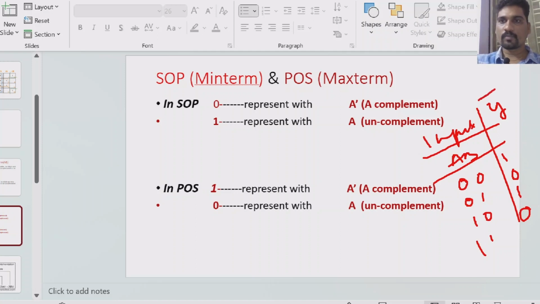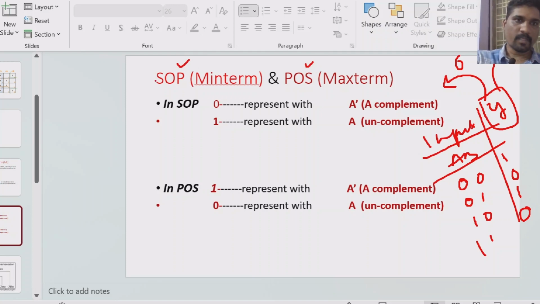Out of this output, if you observe, we have the output either in terms of 0 or in terms of 1. Now we have two functions. One is called the SOP function, another one is called the POS function. Remember that SOP can be used to represent the output value as 1. If the output is represented in terms of 1, then we need to use the SOP function. But if the output is represented in terms of 0, we need to use the maxterm value.